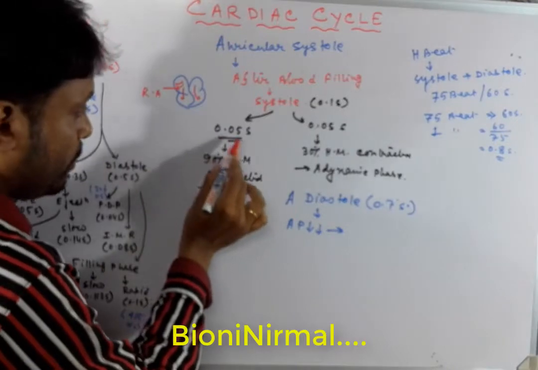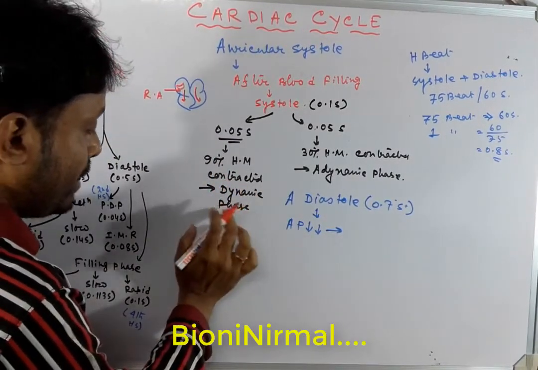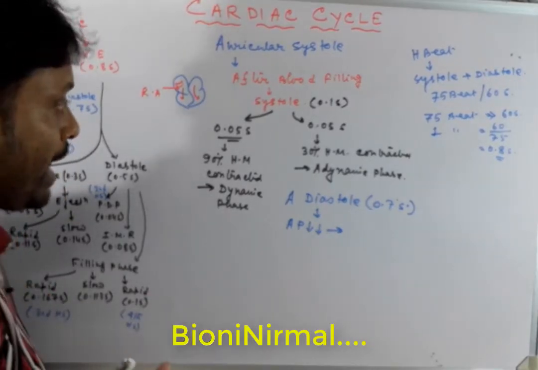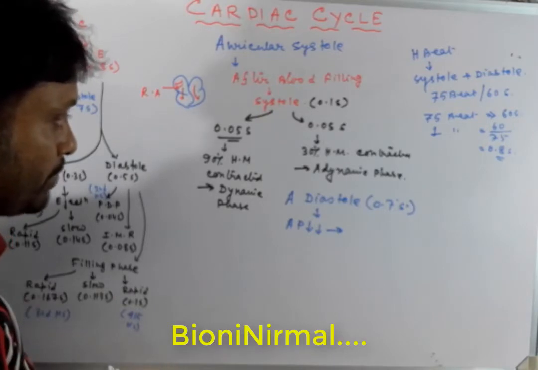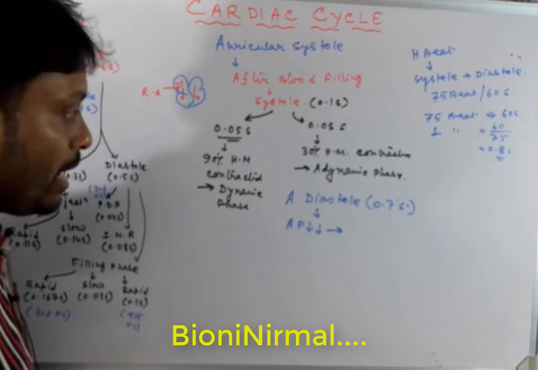In the first 0.05 second 90% of the heart muscle will be contracted, and this is called the dynamic phase, and this is the huge contraction. In the next 0.05 second 30% of the heart muscle will be contracted, and this is called the static phase.